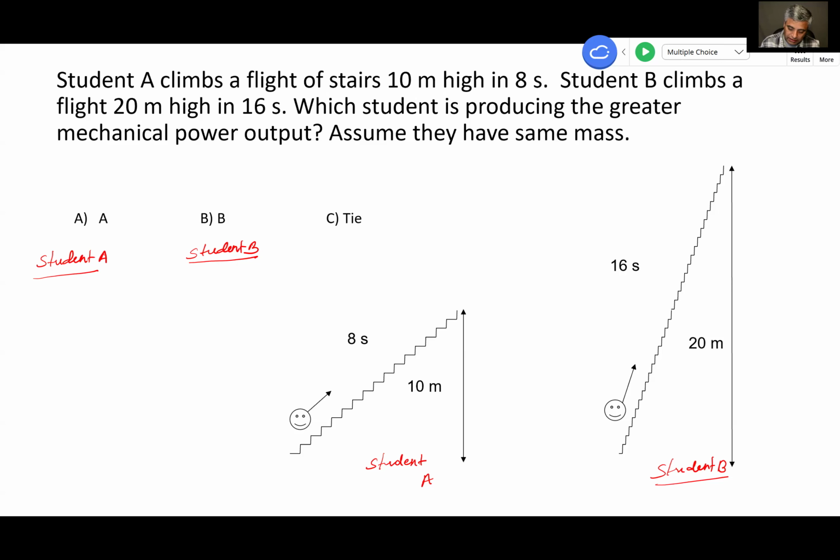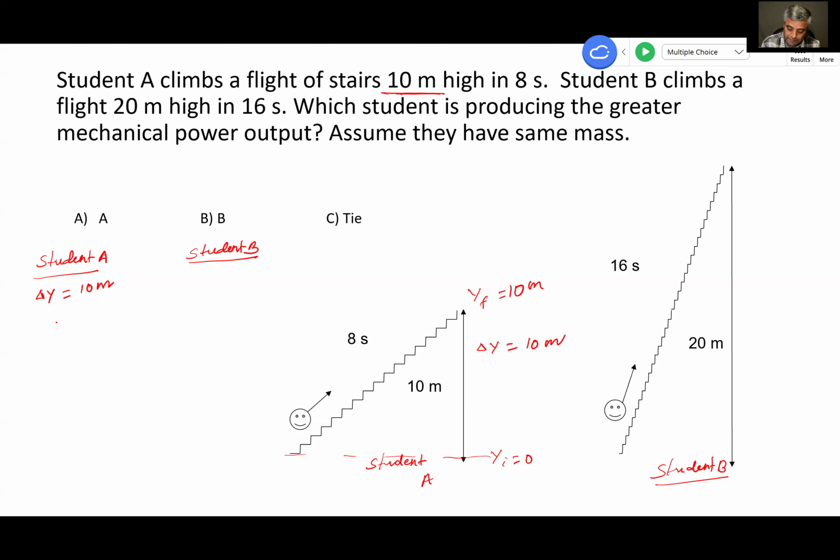Let's take a look here. So in this case, vertical position is changing. So change in position for A, I'm writing that as a delta Y, okay? So yes, I could write initial position 0, final position 10. So delta Y is 10 meters, okay? Final minus initial, 10 meters for student A.